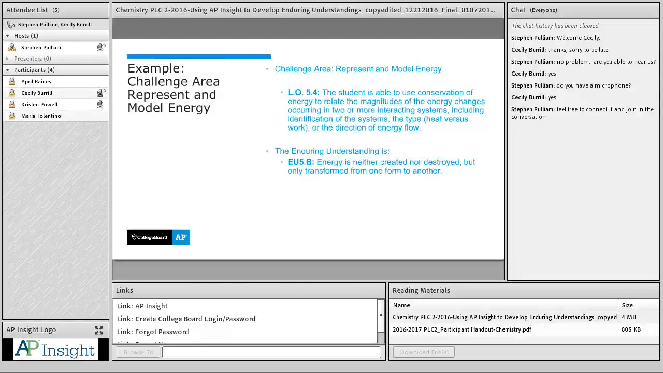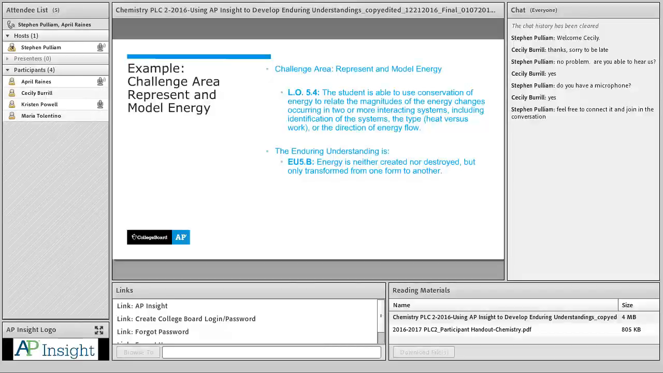We're going to look together at the challenge area represent and model entropy. Hopefully you've had a chance to download the participant handout. If not, there's a link in the bottom right-hand corner of the window. You may want to open that up so that you've got a larger view of some of the slides that we're going to go through in a few minutes.